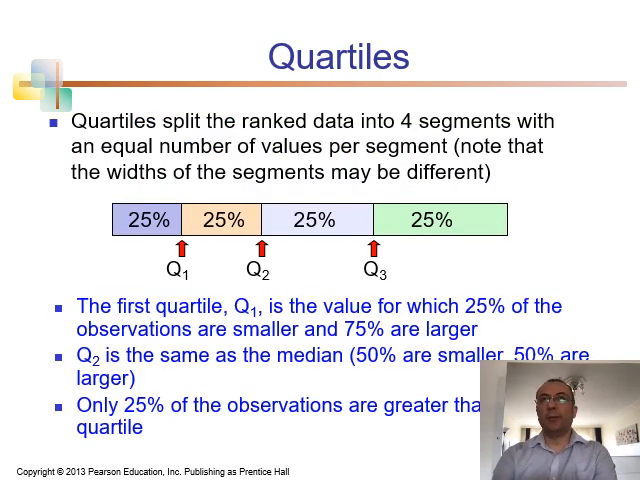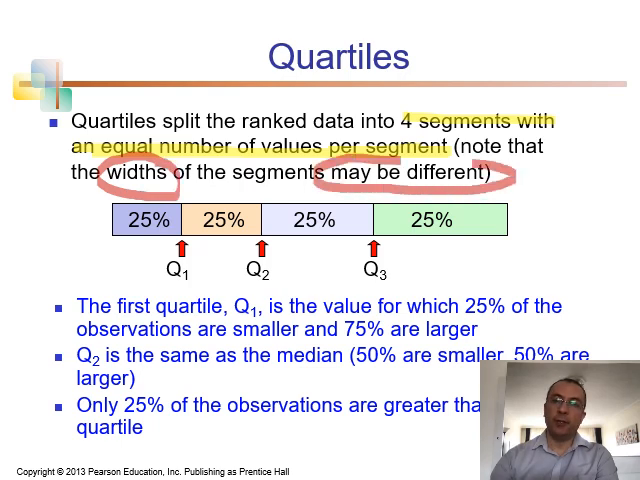Now, quartile is something that we also use very frequently. What we do in the quartile is we divide the data into 4 segments. Here the point is we have 4 segments with an equal number of values per segment, which means the widths, like how wide is the data, may be different. It doesn't have to be exactly equal. Now, what that means is 25% of the population is here. This is 25%. Another 25% is here, another 25% here, another 25% here.